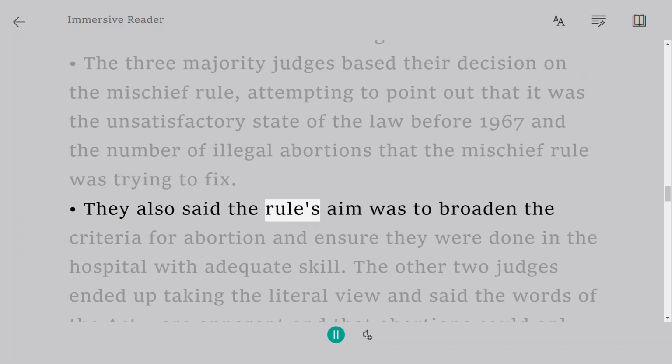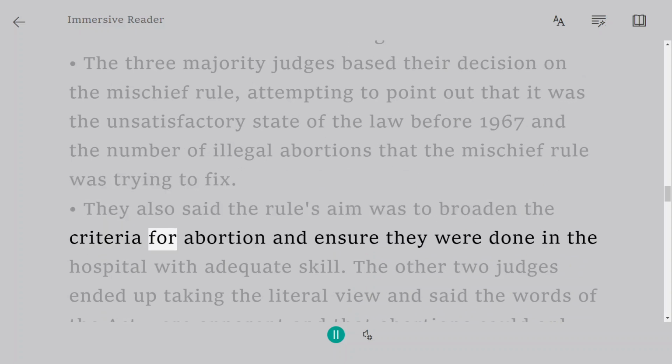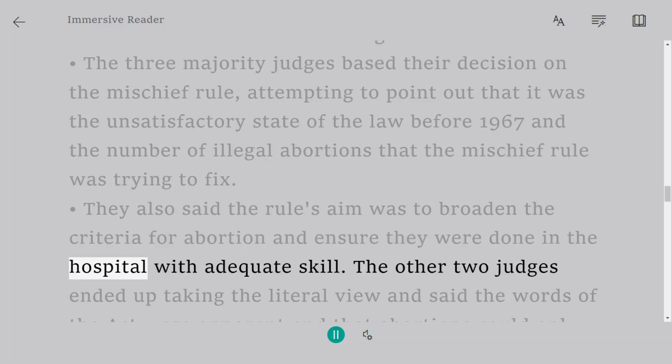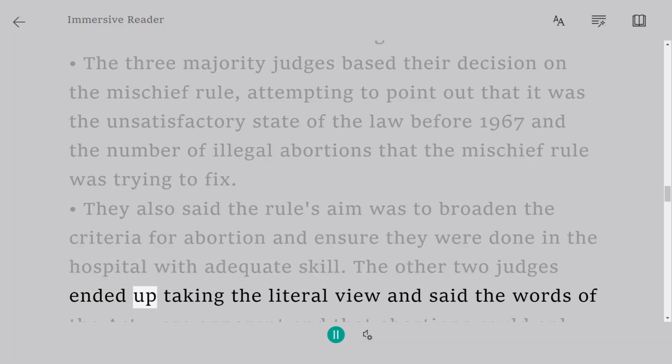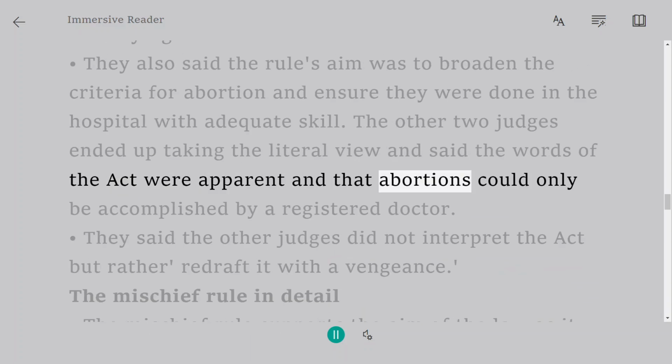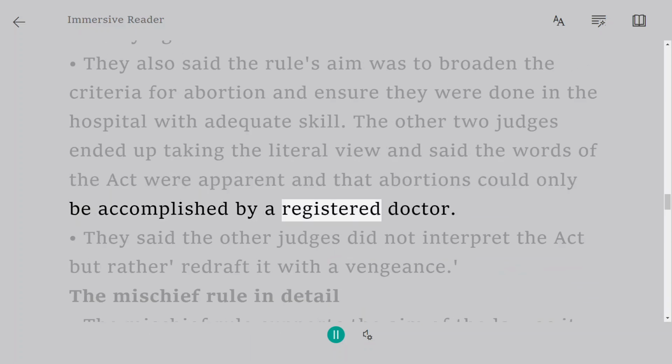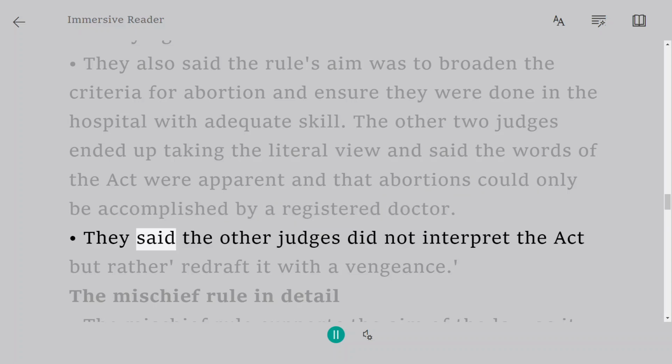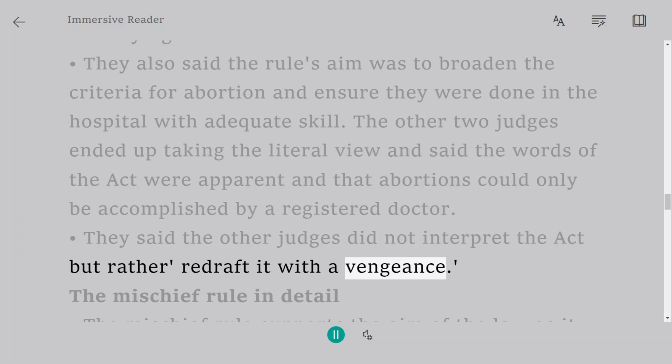They also said the rule's aim was to broaden the criteria for abortion and ensure they were done in the hospital with adequate skill. The other 2 judges ended up taking the literal view and said the words of the act were apparent and that abortions could only be accomplished by a registered doctor. They said the other judges did not interpret the act but rather redrafted with a vengeance.